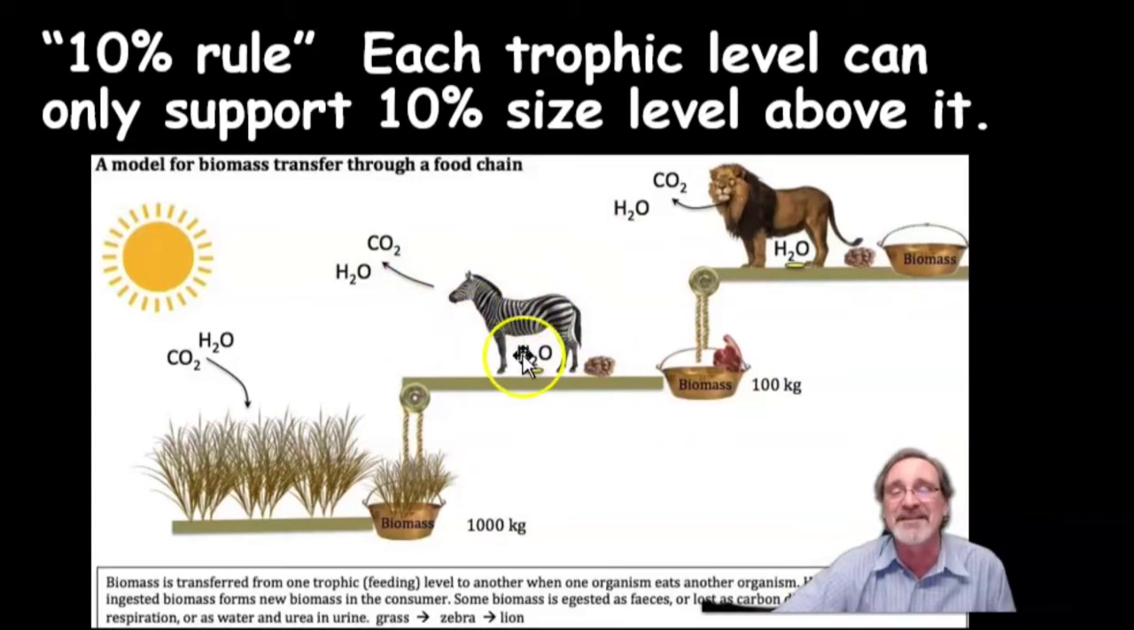And so the biomass of the zebras, that's how much the living stuff weighs. You can only have about 100 kilograms of zebra for every 1,000 kilograms of grass.